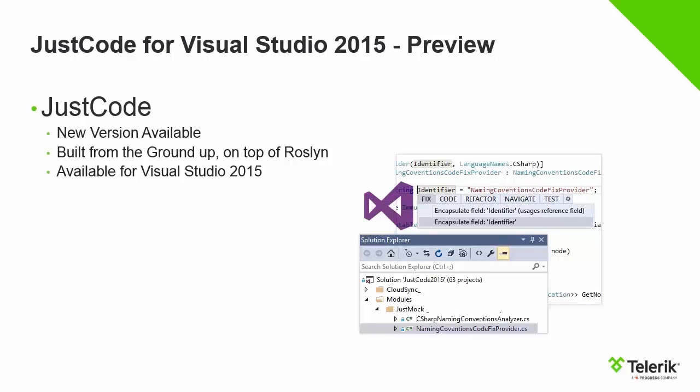We have a brand new version of JustCode built from the ground up specifically for Visual Studio 2015. It is built on top of the Roslyn engine to provide additional capabilities, including support for C# 6.0. The new JustCode is in preview, so give it a try and leave your feedback, questions, or suggestions in the feedback portal.